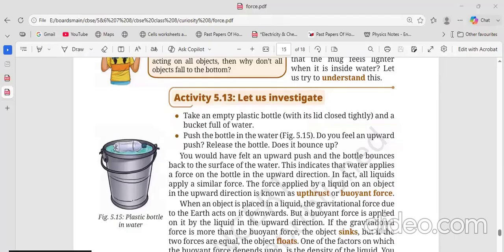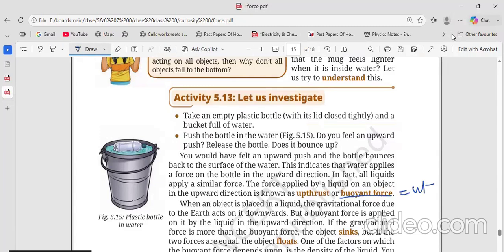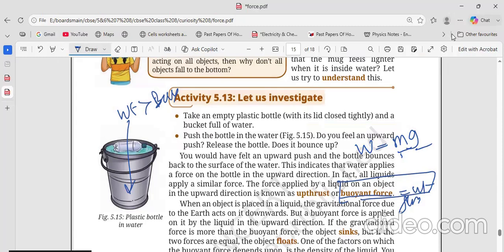When a thing floats, it means that the buoyant force is equal to weight. If the weight is more than the buoyant force, then it will sink. If the weight is equal to the buoyant force, then it will float. And that depends on the weight, which depends on mass into g. Weight is mass into g, and mass is volume into density.